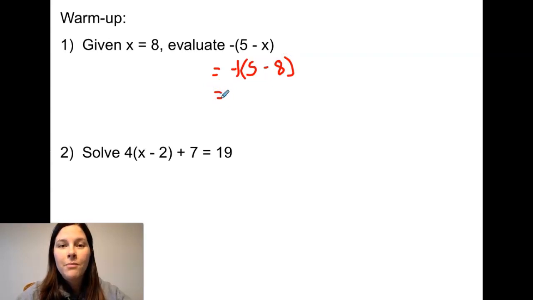And then the first step in order of operations is grouping symbols. So I'm going to go ahead and subtract 8 from 5, which gives us a -3. And a negative times a negative is positive. 1 times 3 gives us a value of 3. Go ahead and pause the video again and try the second warm-up.